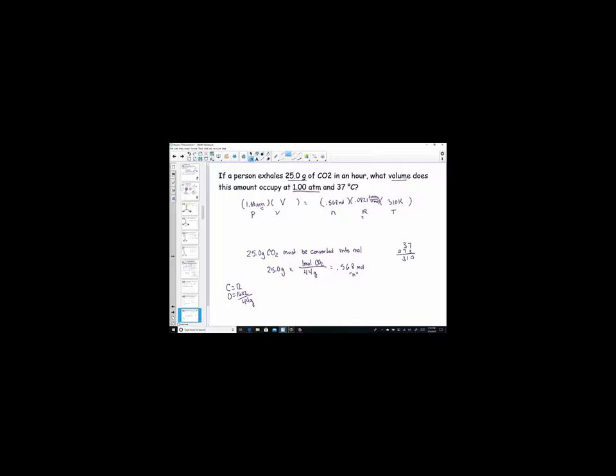We're looking for volume. So remember, start on the side without the variable first. Simplify the right side. nRT over P. So your key sequence would be 0.568 times 0.0821 times 310, and then you would divide that by your 1 atmosphere.